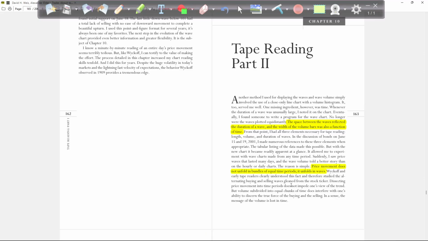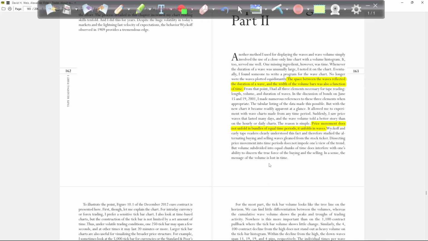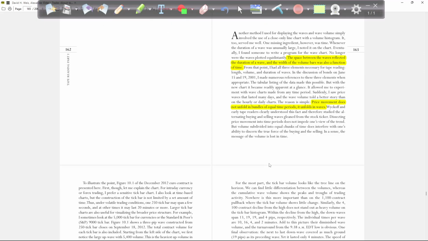It unfolds in waves. Wyckoff and early tape readers clearly understood this fact and therefore studied the alternating buying and selling waves gleaned from the stock ticker. Dissecting price movement into time periods does not impede one's view of the trend, but volume divided into equal chunks of time does interfere with one's ability to discern the true force of the buying and the selling. In a sense, the message of the volume is lost in time.